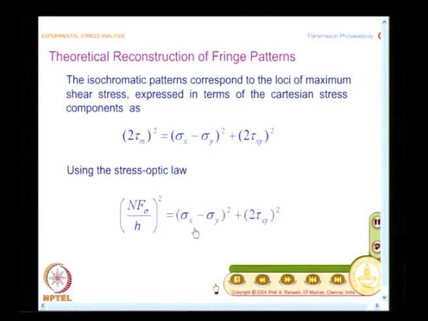I have sigma x as a function of x comma y, sigma y as a function of x comma y, and if you really plug in those values, invariably this will be a nonlinear equation. And if you have a nonlinear equation, when I want to estimate x comma y for a given value of fringe order N, it becomes iterative.